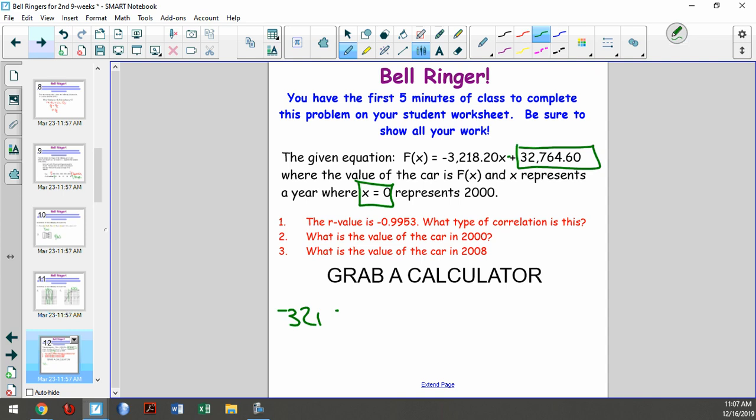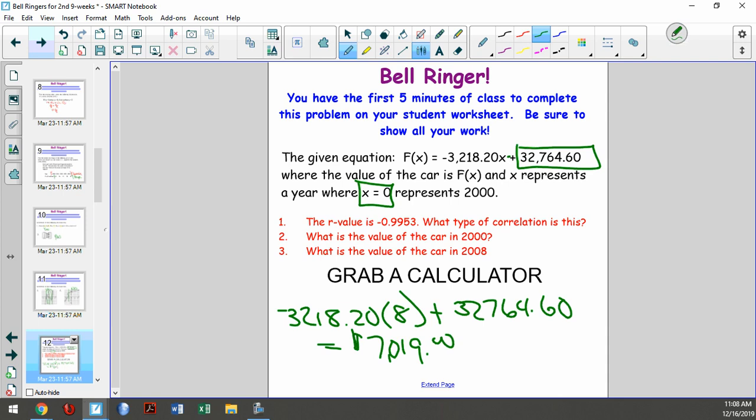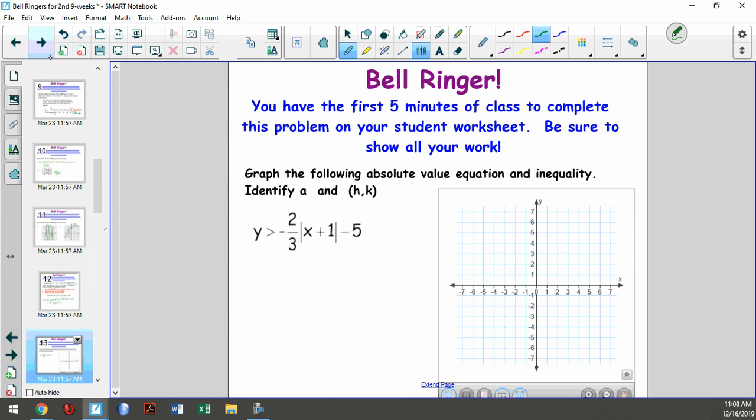Can't see it. Times 8 plus the 32,764.60. When you plug and chug, what number are you going to get? Anybody else try it? Nobody else tried it? Right, $7,019 is correct. We all understand that. Okay, next page.